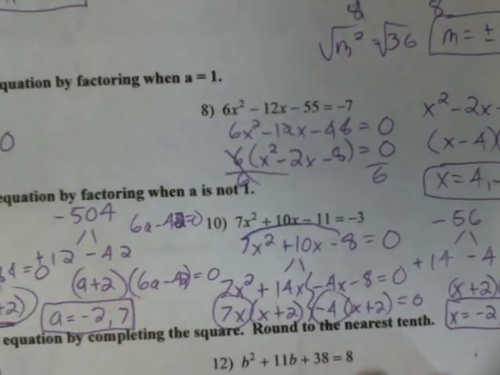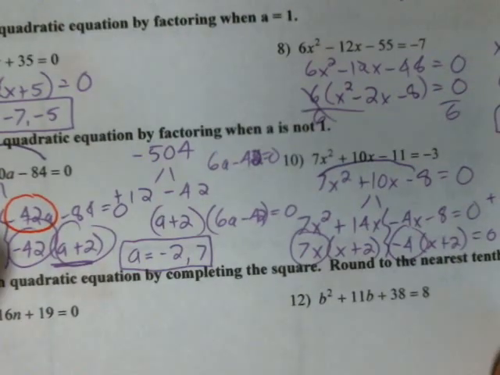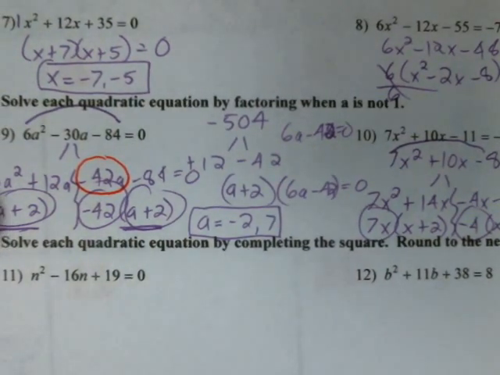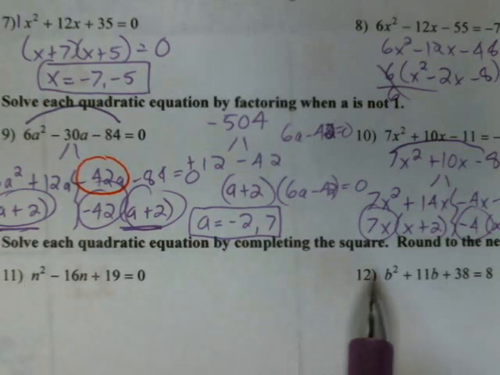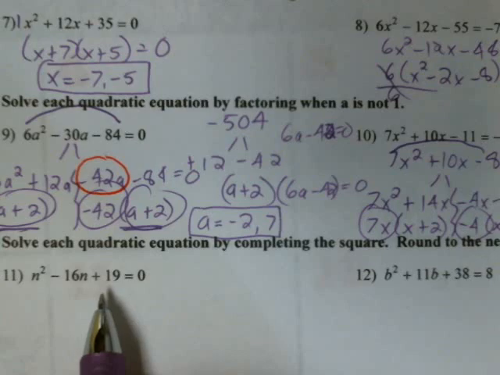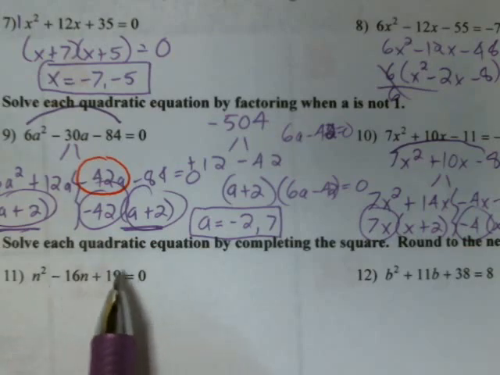Okay, let's keep going. Completing the square. Remember, guys, completing the square and the quadratic formula should be your last resort. In my opinion, I would never, ever complete the square when A is not 1. Don't do that. That gets really complicated. You would have to factor out a number, divide every term by that number, and you have some nasty fractions, and you're taking half of B squared with decimals and fractions. It just gets messy.